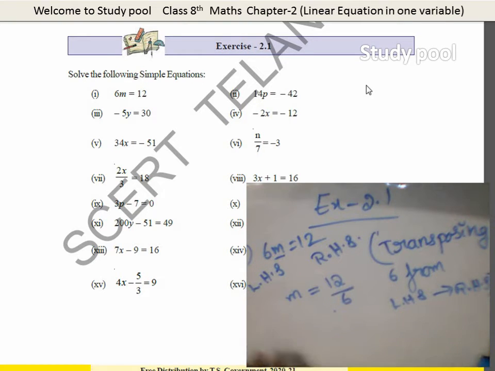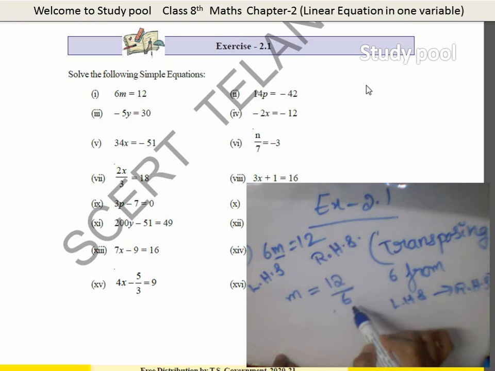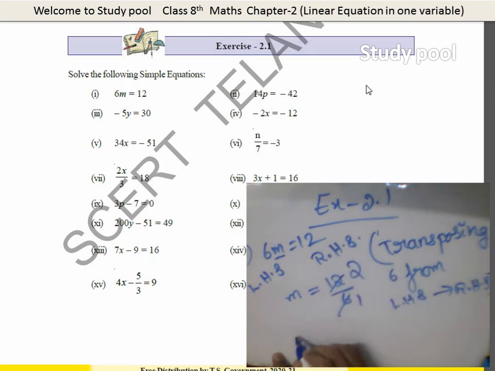Now if I transpose 6 from LHS to RHS, what happened? Here multiplication is there, no? So it will come in denominator, means division. Now 6 ones are 6, 6 twos are 12, so m is equal to 2. Got? m is equal to 2. In this way we have to solve this simple equation.